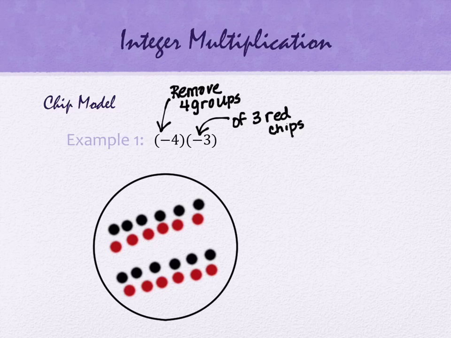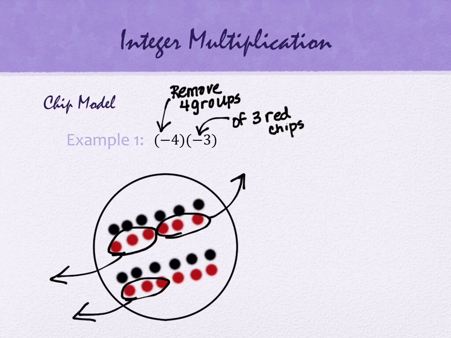It says that I want to remove 4 groups of 3 red chips. So, here is 1 group of 3 red chips, and it's out of here. 2 groups of 3 red chips. 3 groups of 3 red chips, and 4 groups of 3 red chips. Now I have removed 4 groups of 3 red chips.